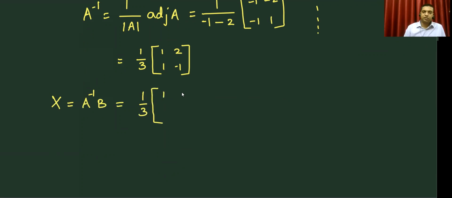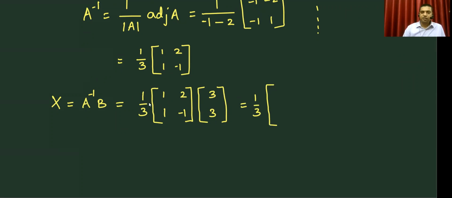1 by 3 times 1, 2, 1, minus 1 times 3, 3, B. So you get 1 by 3 times. Now you multiply 1 into 3 plus 2 into 3. That is 9. Okay. 3 plus 6, 9. Then 1 into 3 minus 1 into 3, 0. So you get 3, 0.